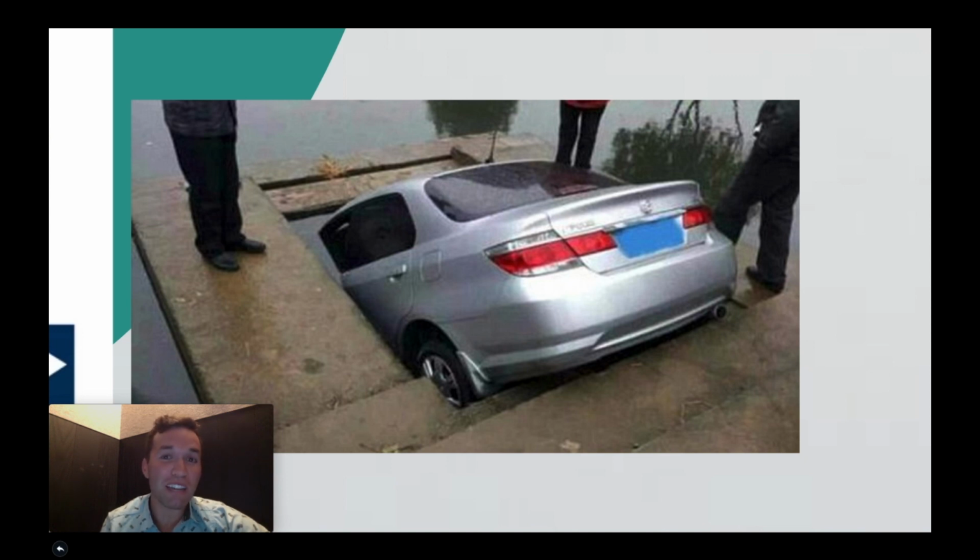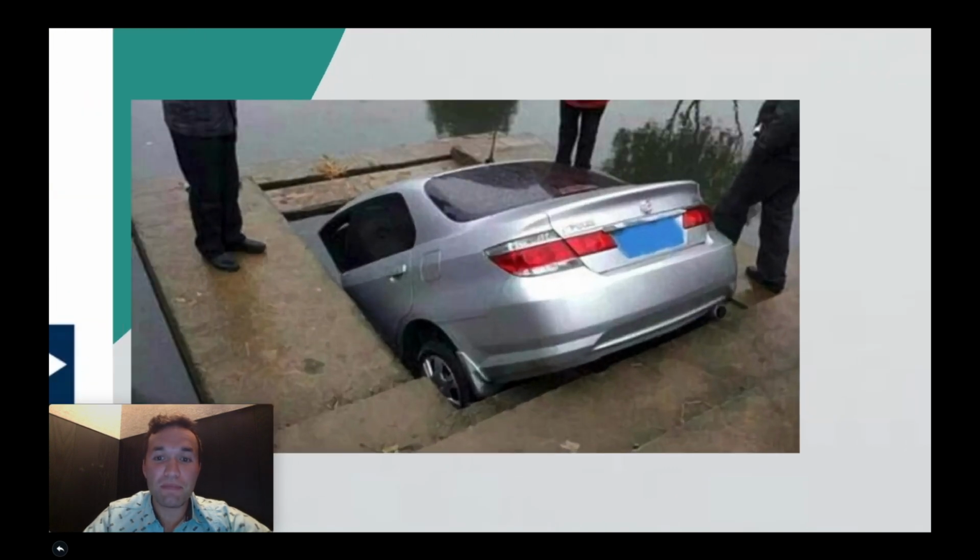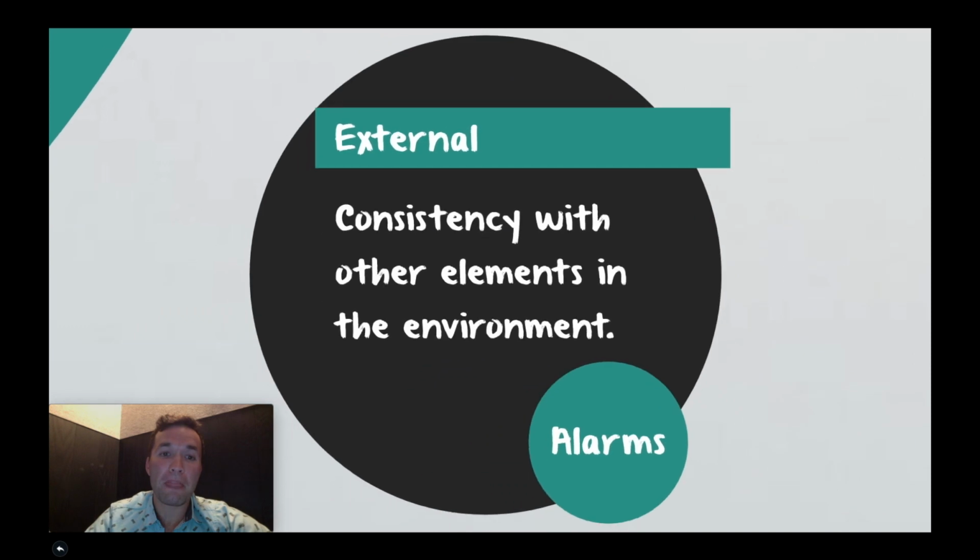So everybody right now, going back to here, you've seen these signs, you followed what those signs said, they didn't do you wrong, you trust that system, and until that changes, you're going to follow and trust that ecosystem. So let's get on to the last one, which is external. And this one's a little bit different than the other three. So it's consistency with other elements in the environment.